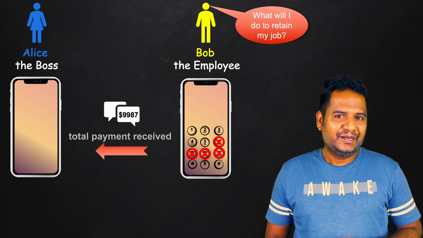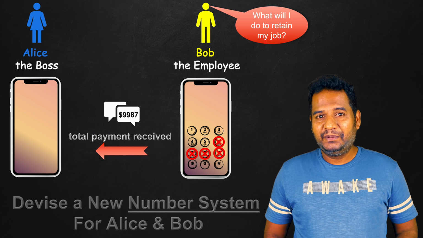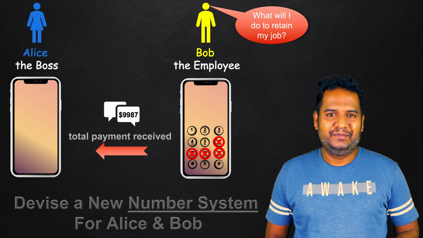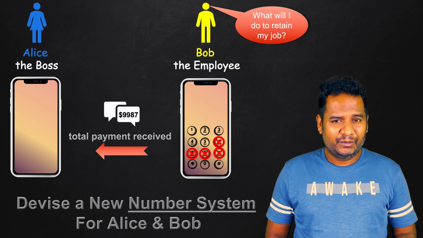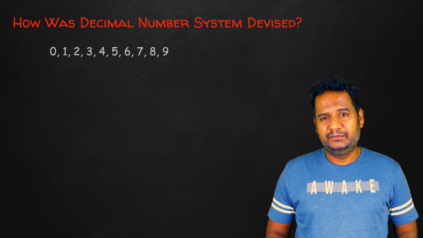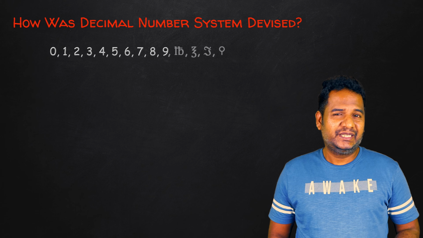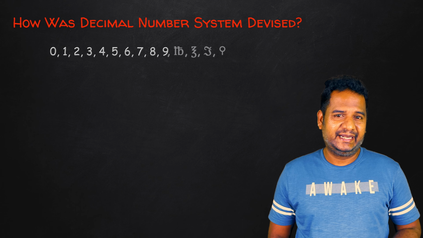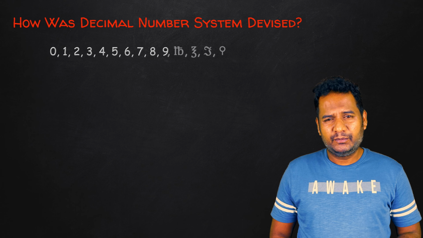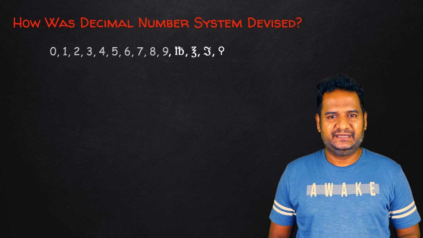Hence, we need to devise a new number system for Alice and Bob. So before helping Bob, we need to understand the decimal number system. Then we can devise a new number system for Bob. In the decimal number system, we have 10 symbols, 0 to 9. After symbol 9, we can continue introducing new symbols to represent counts greater than 9. But then it will become too difficult to remember all symbols and do arithmetic operations.